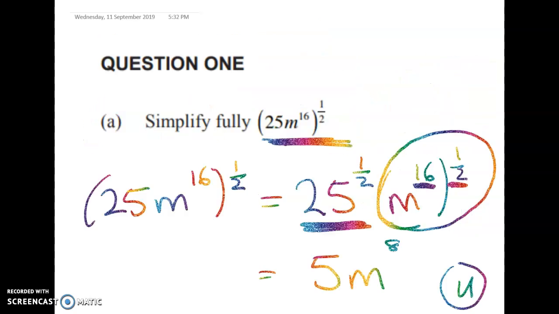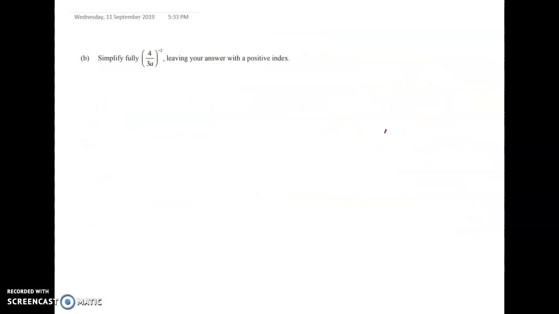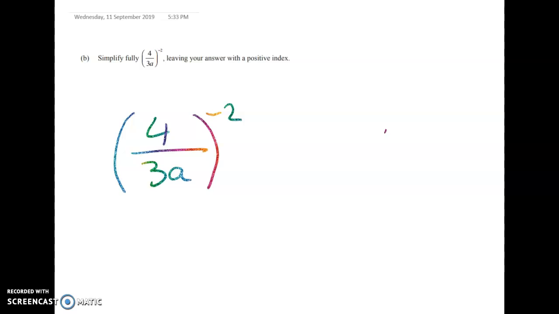On to part B. So part B is a little bit the same. We have to simplify fully this thing here, 4 over 3a to the power of -2. And we have to leave our answer with a positive index. So whenever I see a negative power, that means to take the reciprocal power of what's inside the brackets, right? And there's a couple of teaching videos in the Level 2 playlist on negative powers.